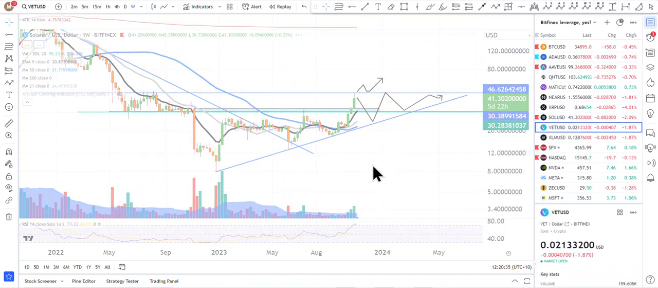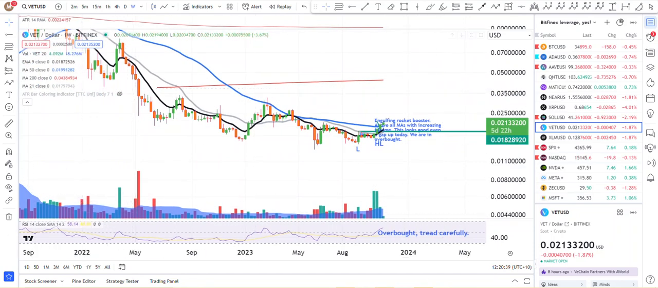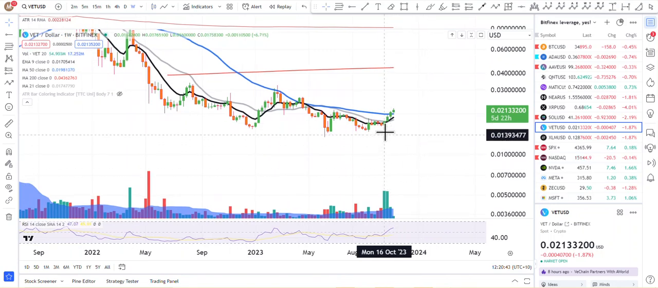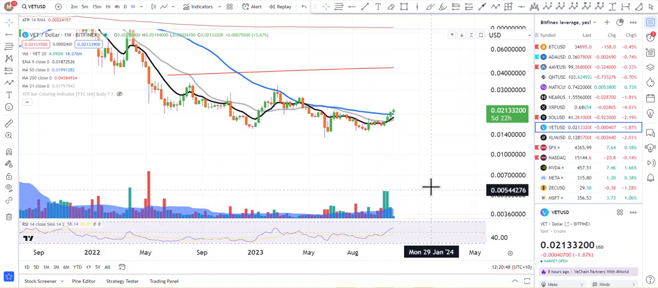Let's go to VeChain. And VeChain, let's get rid of all that, remove non-drawing. So here we are, massive volume again. So we've just gone up. Now this volume doesn't look too bad. We've gotten smaller candles as the volume's gotten smaller.